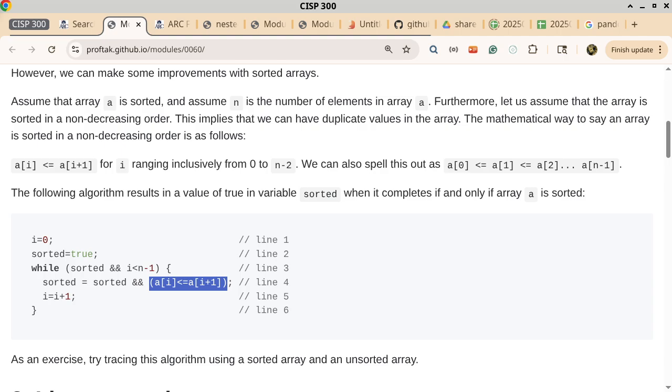Does it make sense? Because if it is false, it means we just found a particular element of the array where it is greater than the one that is following it, which violates the rule of what it means to be sorted in a non-decreasing manner. Are we good so far with that analysis? Yes? You have some question. Go ahead.